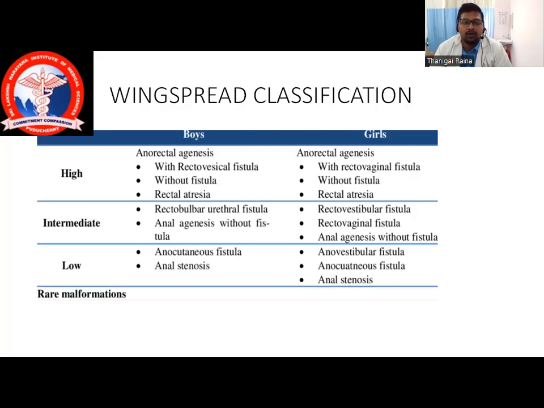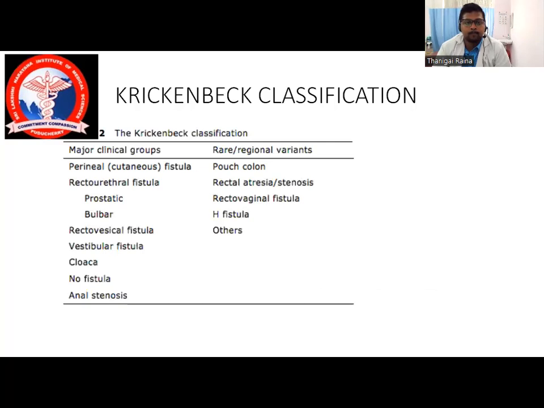These babies will not do well even after surgery. But comparatively, the low lesions, that is anocutaneous fistulas and anal stenosis, these babies will do well after we do surgery. So that is the Wingspread classification.